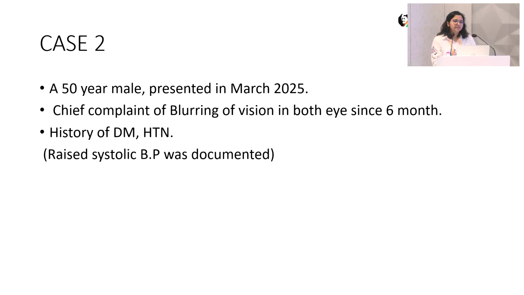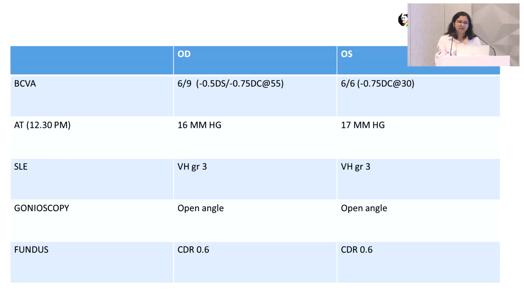So my second case is a 50-year-old male who presented to us in March 2025. He had a chief complaint of blurring of vision in both eyes since 6 months. He was both diabetic and hypertensive, and a raised systolic blood pressure was documented for him. Best corrected visual acuity in right eye was 6/9 and left eye was 6/6. His corneal thickness adjusted IOP was 16 and 17.